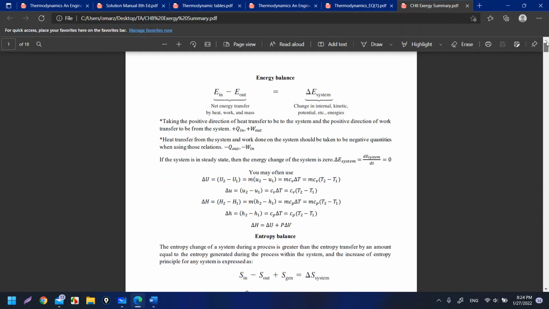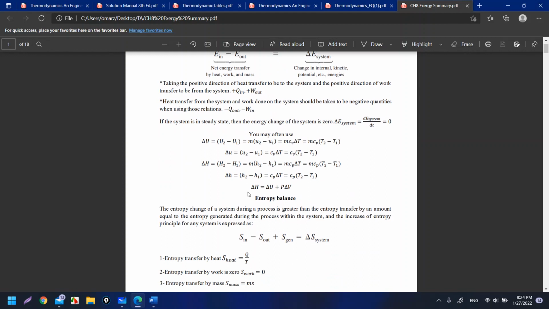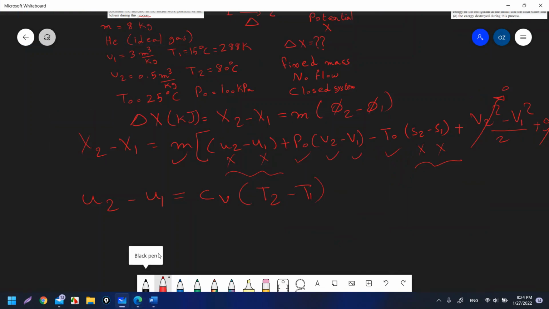I put it here in the first page, the questions that you might use in this chapter. So the specific internal energy is equal to CV delta T, T2 minus T1. Okay, but now I have T2 and I have T1. T2 is 80 degrees Celsius, and in Kelvin it is 353 Kelvin. And also I have T1, but from where shall I get CV?